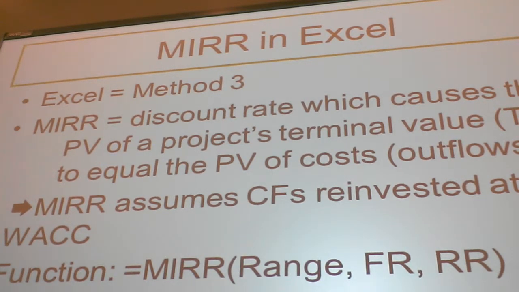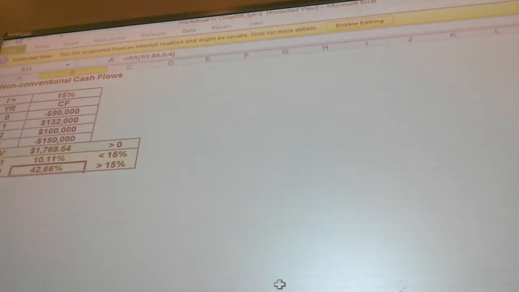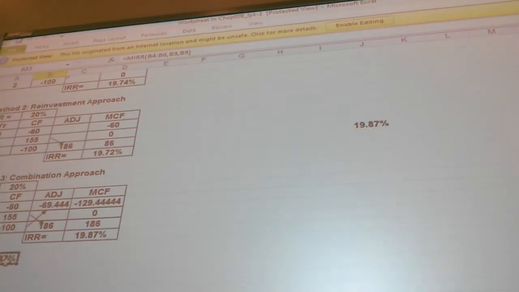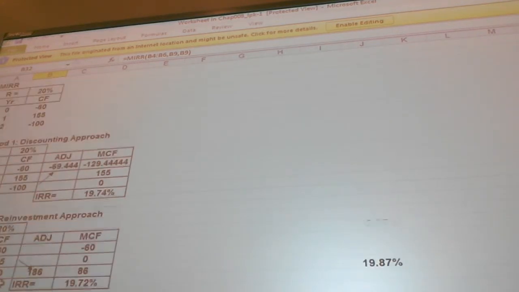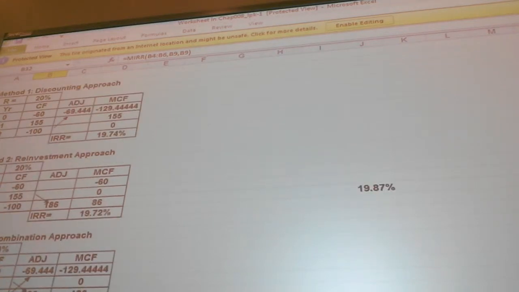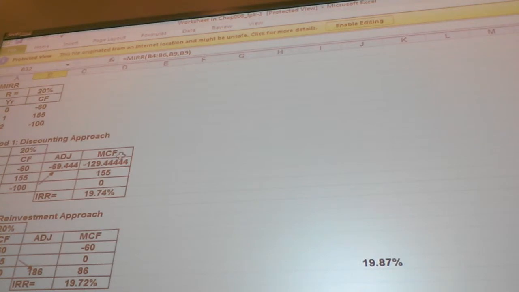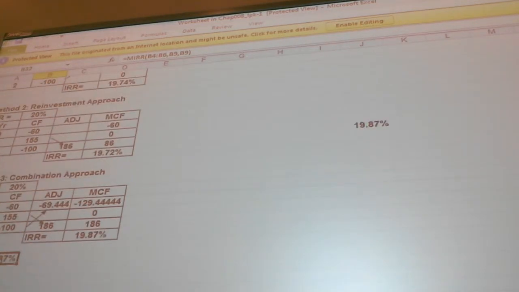So Excel uses method 3. MIRR is the discount rate which causes the present value of a project's terminal value to equal the present value of cost. MIRR assumes cash flows are reinvested at the weighted adjusted cost of capital. And here's what the function looks like. So, as you can see up top, you're just taking your B4 through your B6, which was the original cash flows. And then you put in your rate, which is 20%. They do it twice here, maybe because they had a guess again. Anyway, you enter that in, you get your MIRR, which is 19.87.